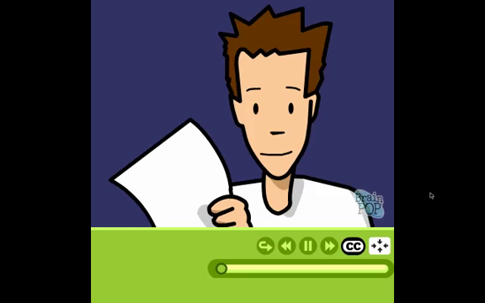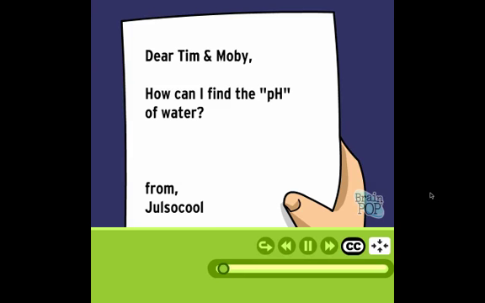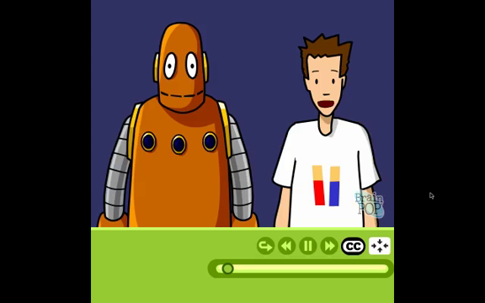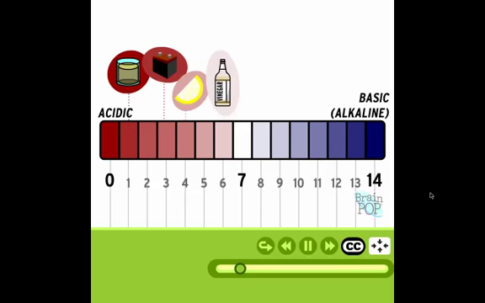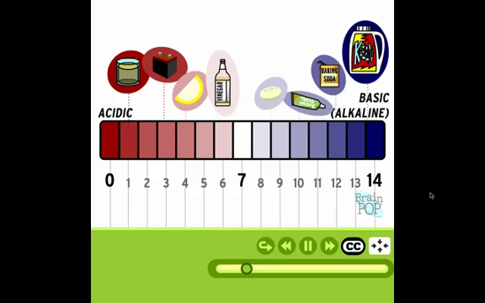Dear Tim and Moby, how can I find the pH of water? From Jewel So Cool. pH refers to the chemical potential of hydrogen. The pH scale measures how acidic or basic a substance is on a scale of 0 to 14. On the acid side, which measures from 0 to 7 on the pH scale, you can find things like vinegar, lemon juice, battery acid, and the hydrochloric acid in your stomach. On the base, or alkaline side, from 7 to 14, you'll find things like soap, toothpaste, baking soda, and floor cleaner. Really strong acids and bases are found on the ends of the scale, while those near the center of the scale are weaker.